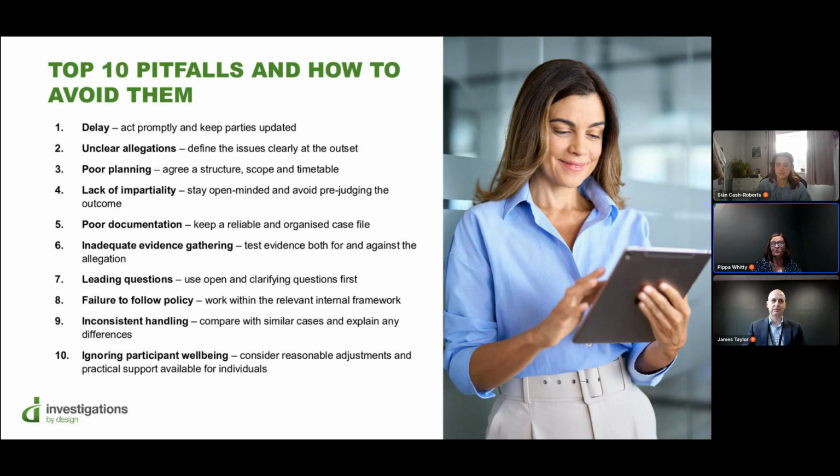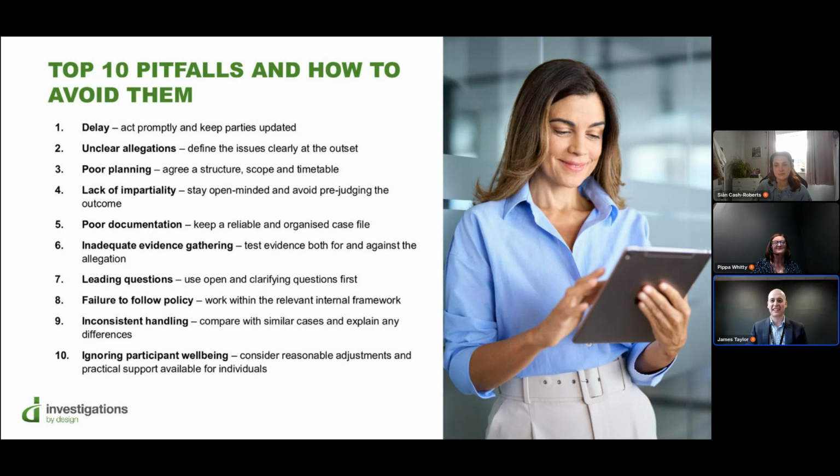The fifth is poor documentation. Disorganized files create risk. That can undermine your credibility. It can make any subsequent stages like disciplinary hearings or external scrutiny much harder. So good, consistent record keeping is essential to show you're following a fair and thorough process. Apologies, point 6: inadequate evidence gathering.